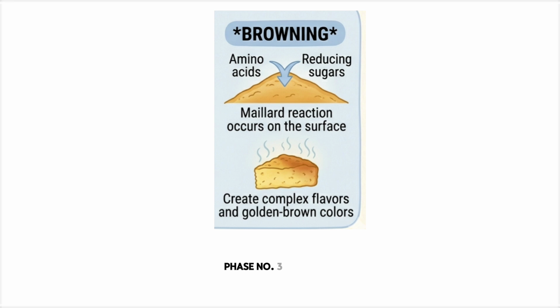Phase number 3, browning. In the final stages, the Maillard reaction occurs on the surface. This chemical reaction between amino acids and reducing sugars creates the complex flavors and golden brown colors associated with a well-baked crust. Now, let's talk about methods of emulsification.